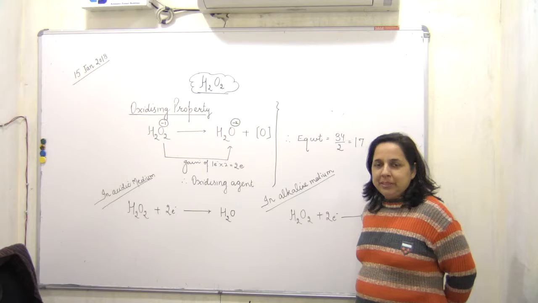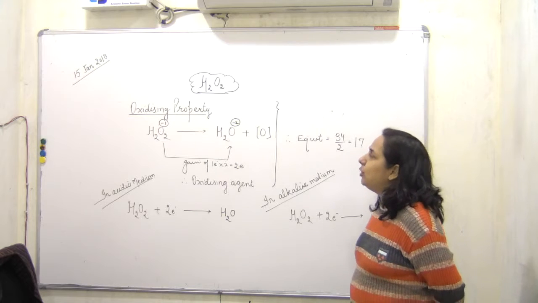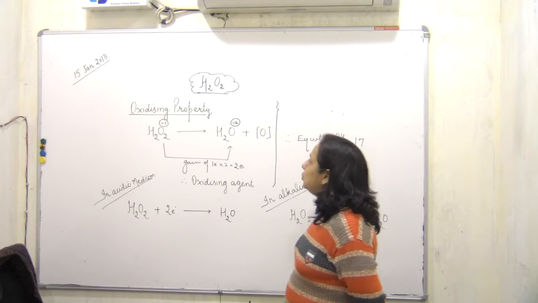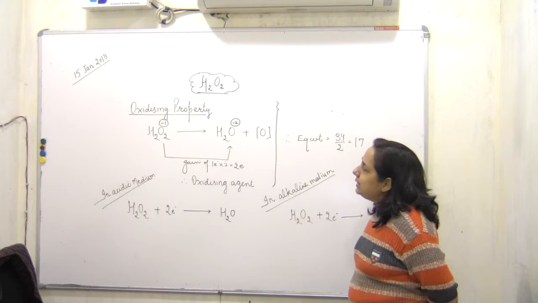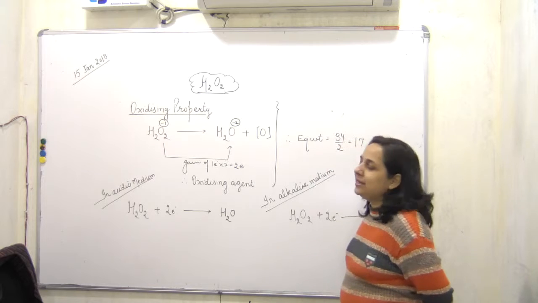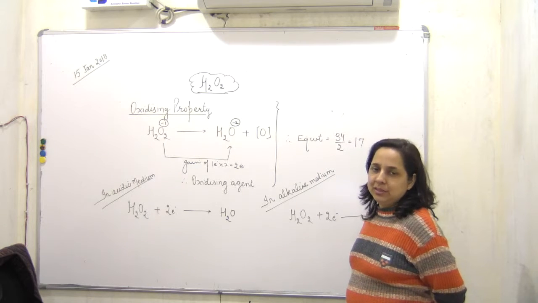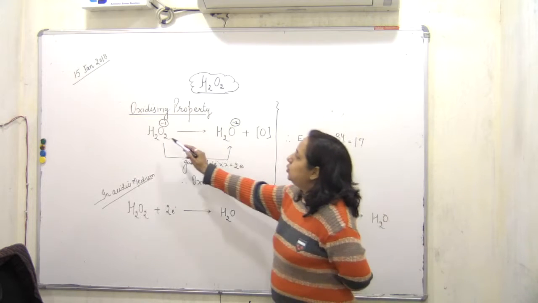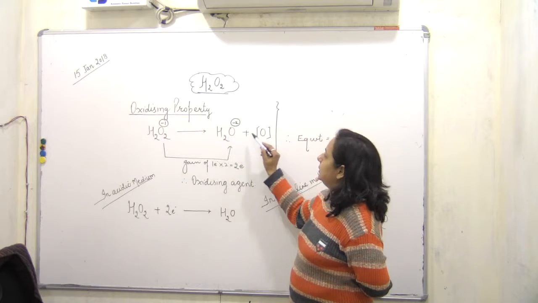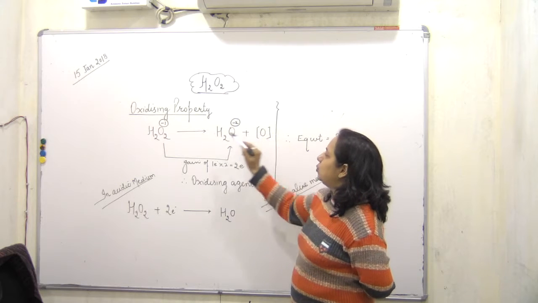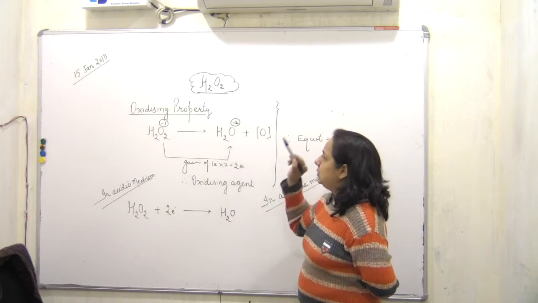Okay, beta, now the topic is the oxidizing property of hydrogen peroxide, that is the next chemical property of H2O2. Oxidizing property means hydrogen peroxide is going for reduction, therefore it can oxidize other species. When H2O2 is converted to water, it gives nascent oxygen.